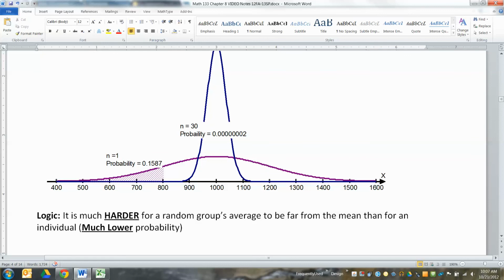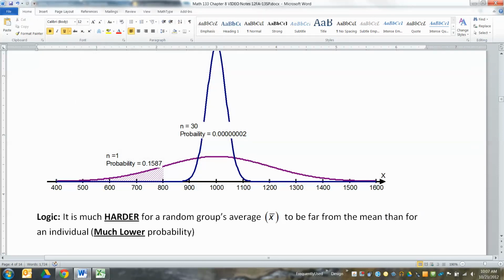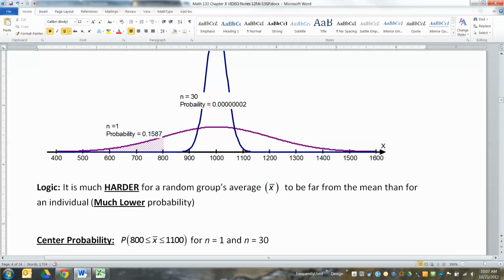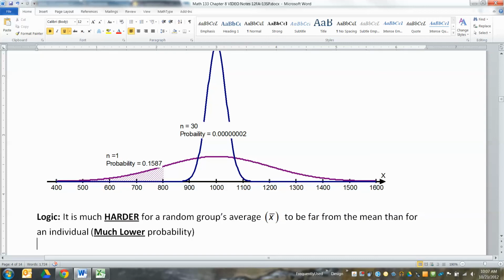It is much harder for a random group's average to be far from the mean than for an individual, right? In other words, it's going to have a much lower probability for the group's average, which is x bar. It is much harder for that to be far from the center because the x bars are much more packed in tightly. Then being off in these tails is going to be a much lower chance than it is for individuals.